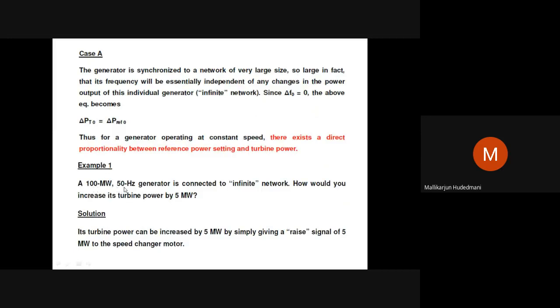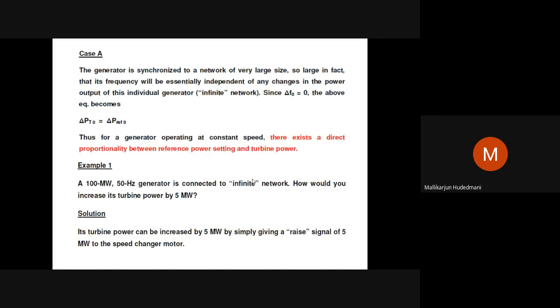A 100 megawatt 50 hertz generator is connected to an infinite network. How would you increase its turbine power by 5 megawatt? It means when I say infinite bus concept, if you remember back, there is a terminal for exchange of power in the grid where there is a huge generator connected, with enormous capacity available, with which it is able to deliver active and reactive power, keeping the frequency constant and the terminal voltage constant. That is a standard reference we identify as infinite nature.